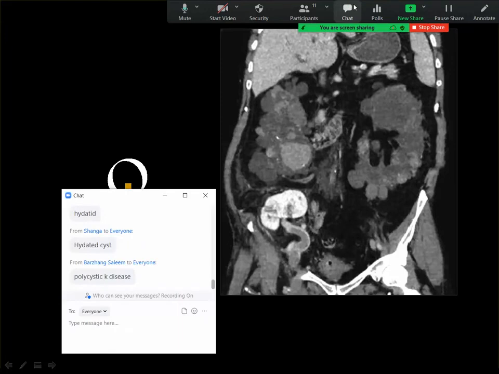Yes, this is polycystic kidney disease, but the important finding is still polycystic kidney disease with a transplanted kidney. And what is wrong with the transplanted kidney? Thrombosis. What is the structure that is thrombosed? Is it the renal vein or the renal artery?